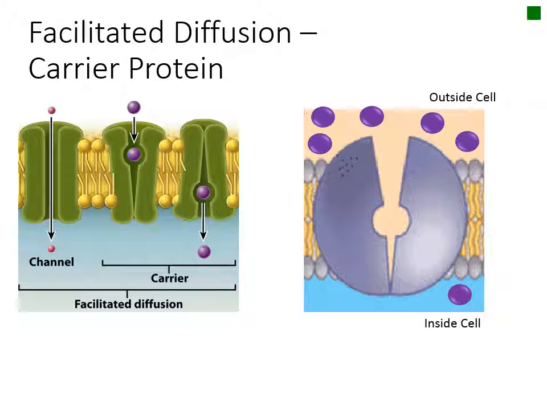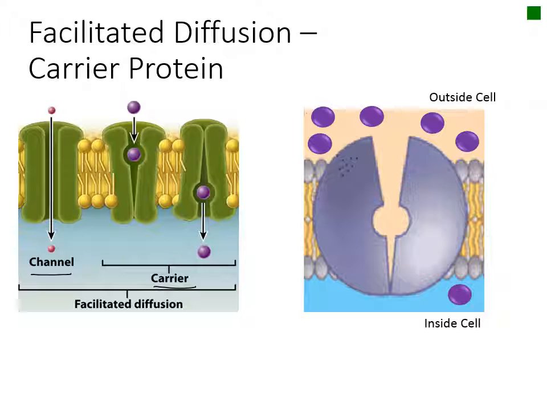Molecules that are large or polar cannot move across the lipid bilayer directly, but they can still diffuse across the membrane using facilitated diffusion. During facilitated diffusion, the molecule moves through a membrane protein instead of directly through the phospholipid bilayer. These membrane proteins can either be channel proteins or carrier proteins.